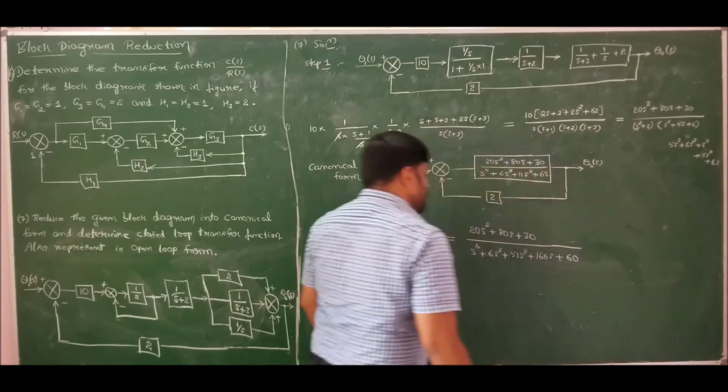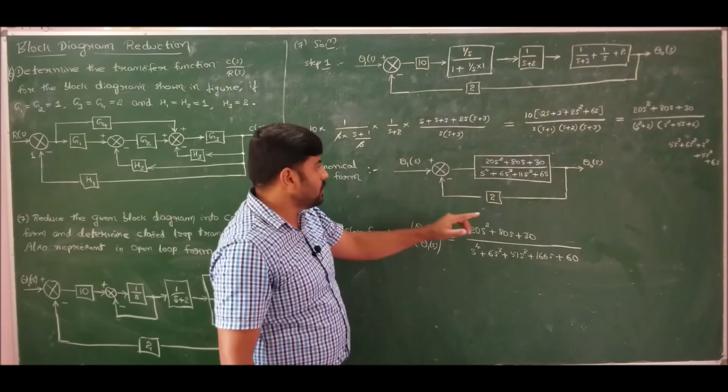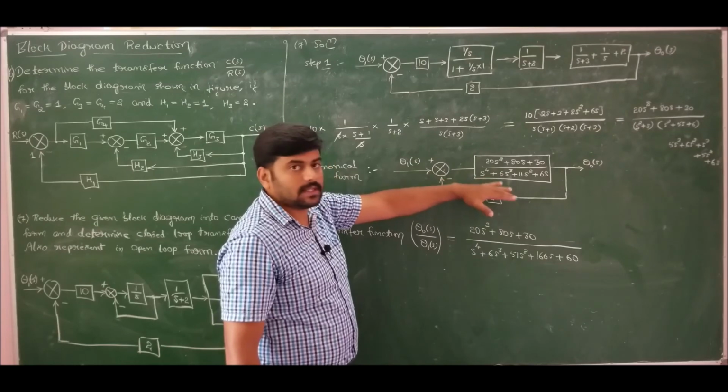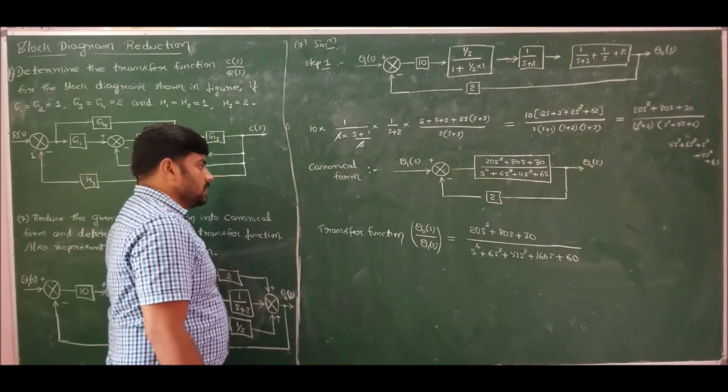So this is what I will get if I solve for g of s divided by 1 plus g of s into h of s. So this is g of s divided by 1 plus again g of s into h of s is 2. Take this as LCM and simplify. This is what you are going to get. So this is the solution for the problem number 7.